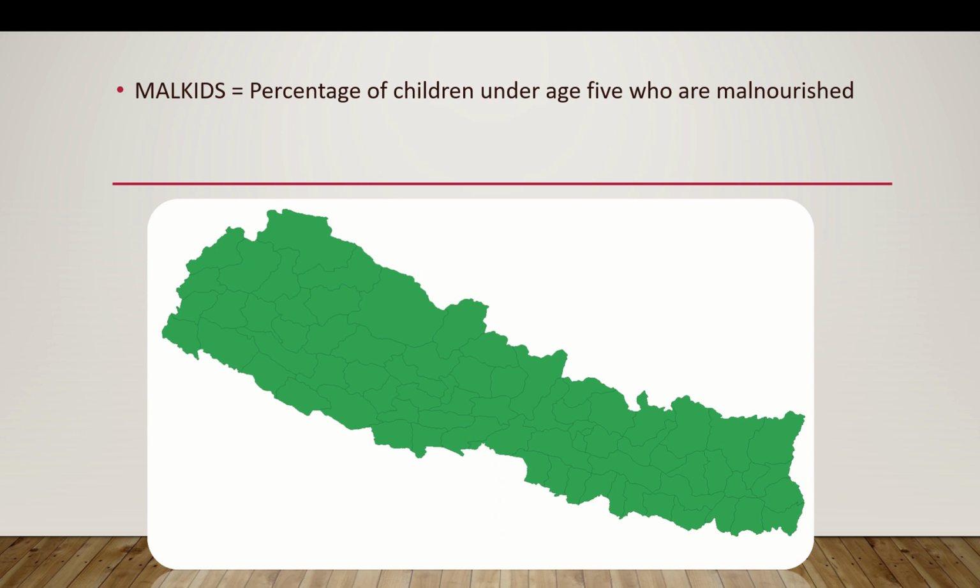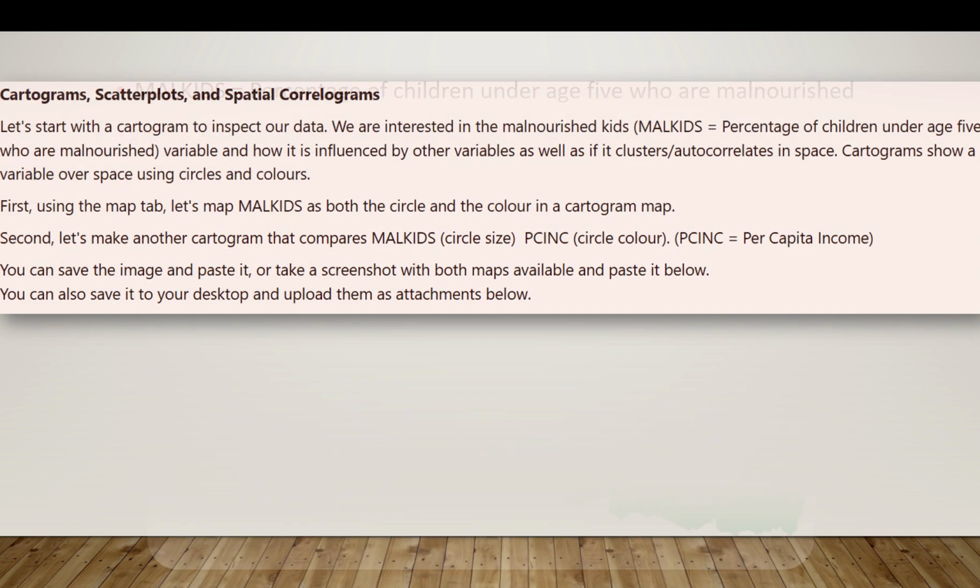Again, we're going to be looking at the Nepal data in the 30-some districts in which data is collected for a whole bunch of different variables. The variables we're going to be looking at in today's lab are two main ones. One is called malkids, which is the percentage of children under 5 who are malnourished. The other variable is PC Inc., which stands for per capita income. Those are the two main variables we're going to be analyzing using GeoDa in this lab.